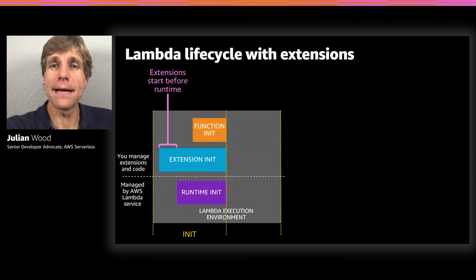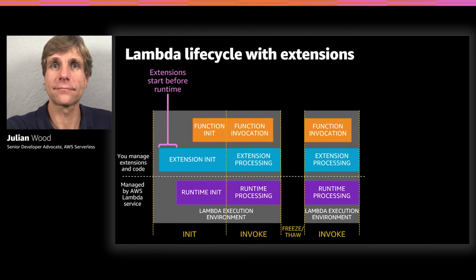Then, the runtime process starts and initializes the function to run the code outside the handler. You can see Lambda manages the runtime process. You then manage the code and configuration of extensions as well as your functions as part of the function configuration. Then the function invokes. The extension can continue processing during the invocation, and Lambda freezes the execution environment when all extensions signal they've finished processing. It then unfreezes when a new invocation comes in for a warm start.